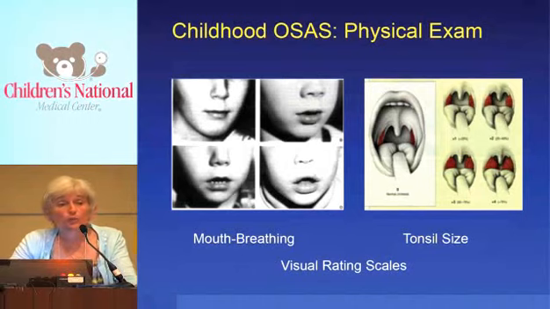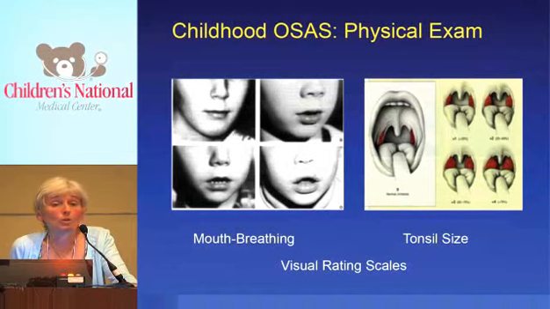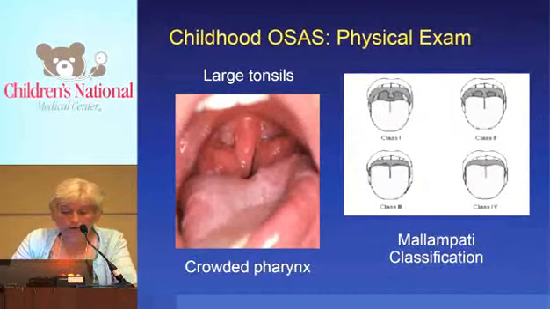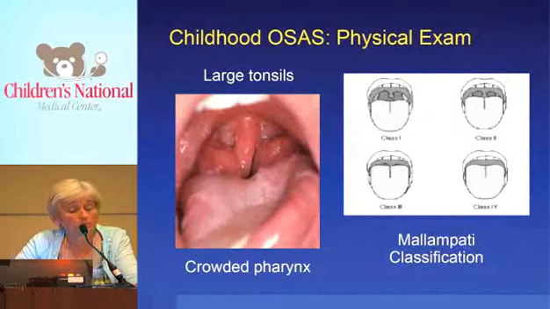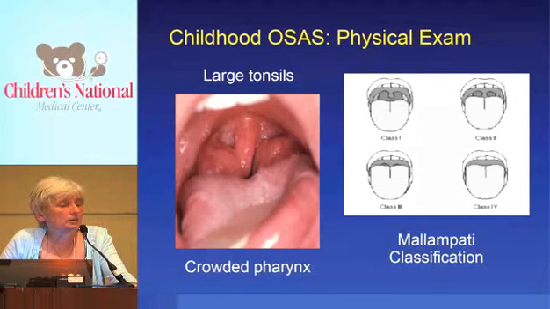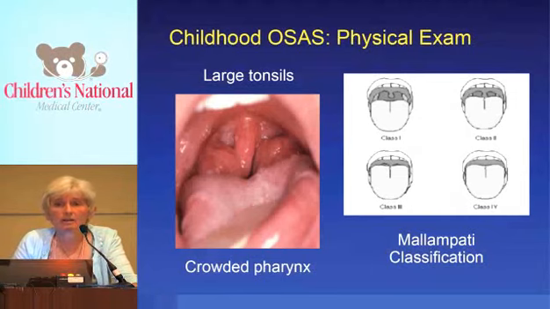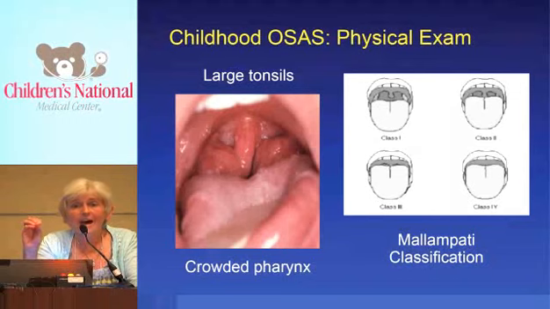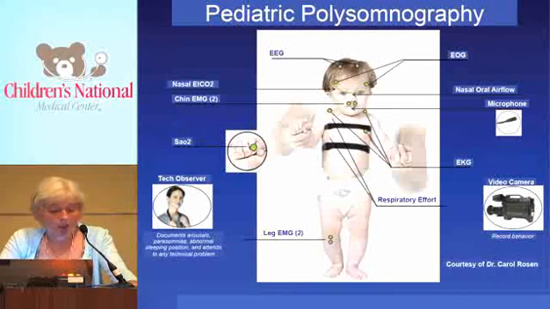And this is the Brodsky scale for tonsillar size, ranging from 0 to 4+ or kissing tonsils. This is obviously a crowded pharynx, and this is what's called the Mallampati classification, which is generally used in adults, but I think is helpful in appreciating the size of the upper airway and the likelihood of obstruction.